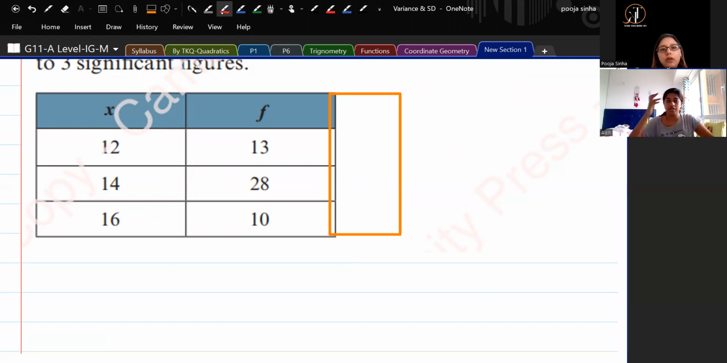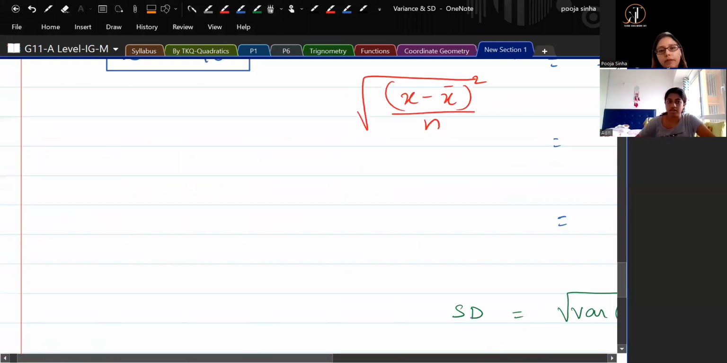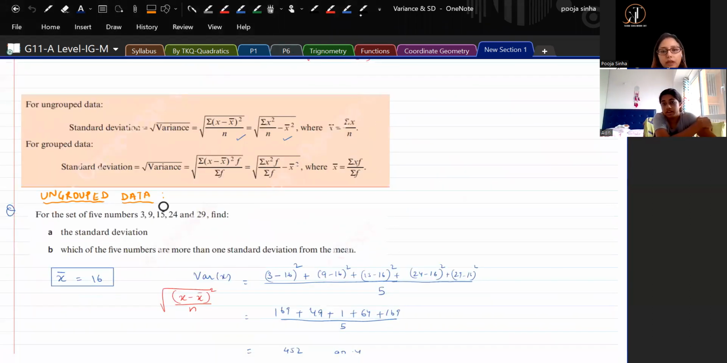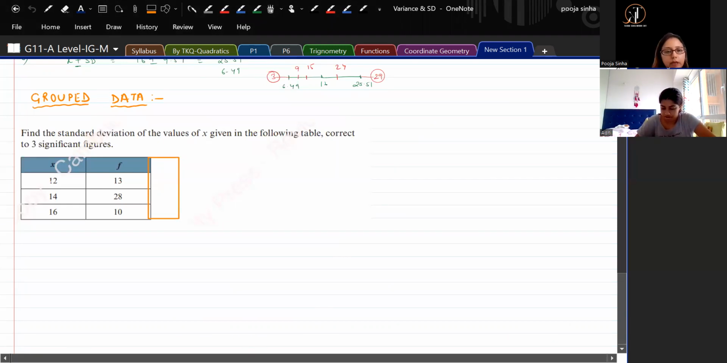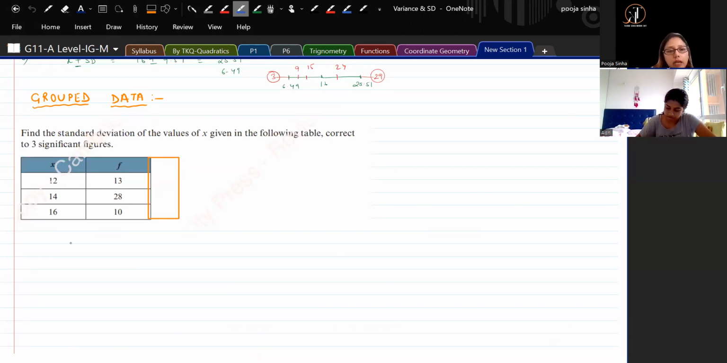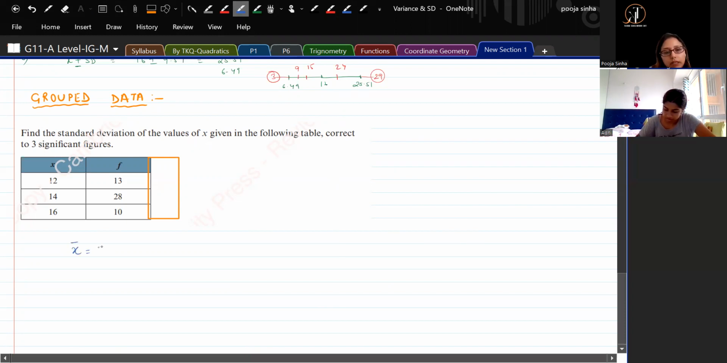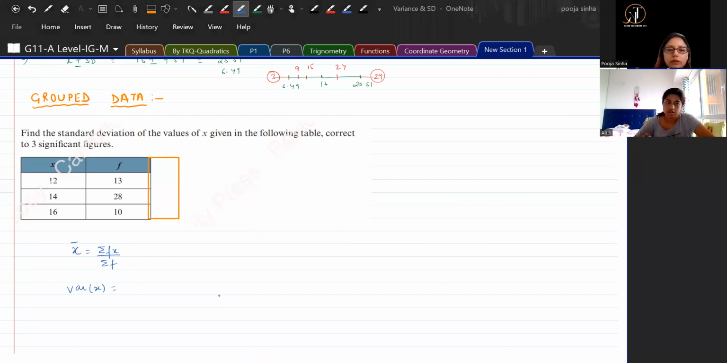Now first, what all things do we need for the formula? We need to find the mean. So to find the mean, I need to find x bar. Let me just write down what all things do we need. I need x bar. For x bar, what do I need? Sigma fx upon sigma f. Sigma f we can find. Second, to find the variance, what else do I need? You need summation x square. So in this case, you'll have summation x square f divided by summation f.